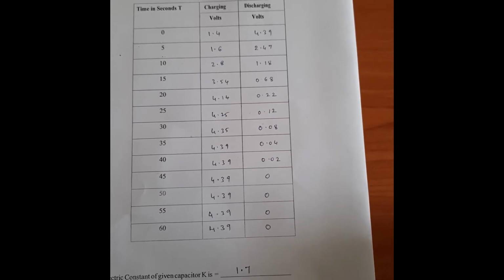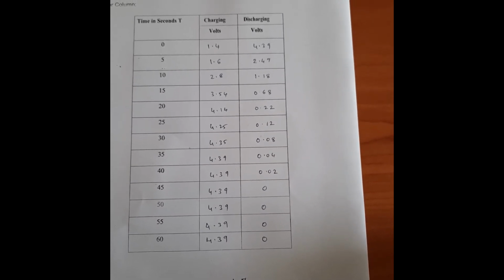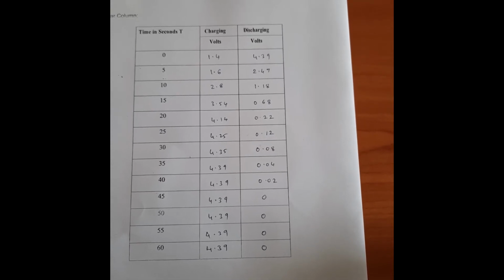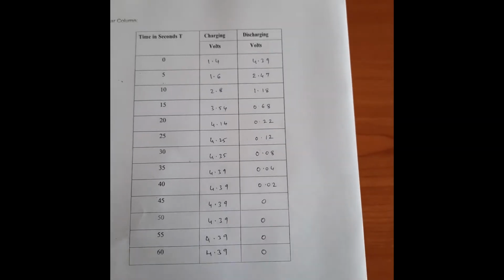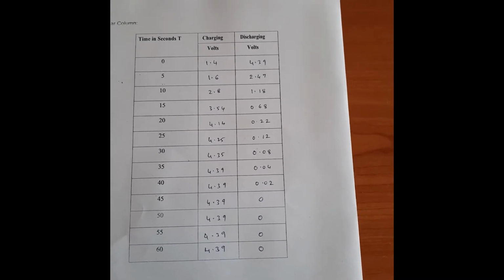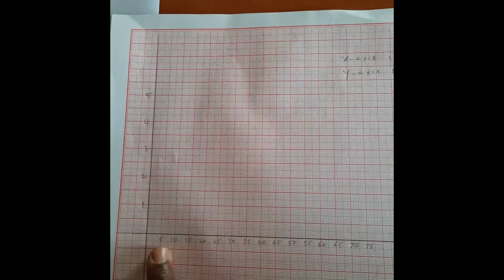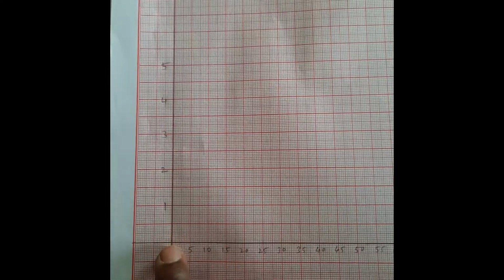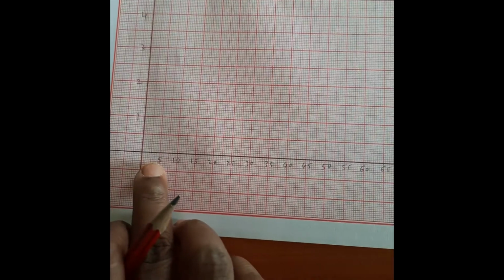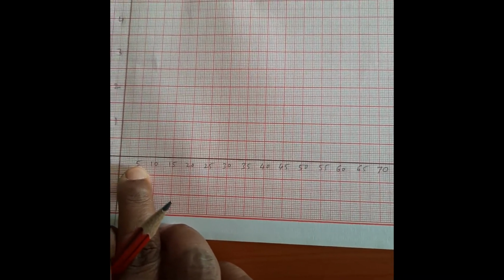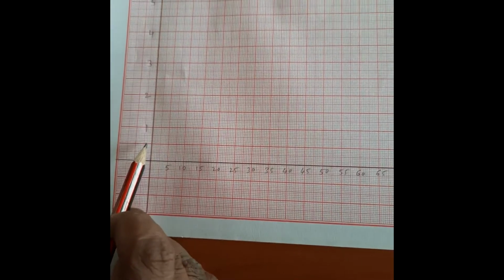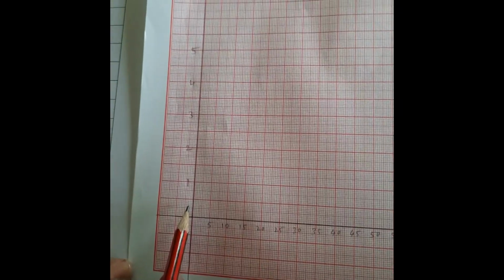So this is the way of recording the readings, and by making use of this data we can plot the graphs. Now I will show you how to plot the graph for these readings and how to find out the T off value from the readings that we obtained. So here is a graph. On the x-axis I took 5 seconds for 1 centimeter, and on the y-axis I took 0.5 volt for 1 centimeter. This is the scale.